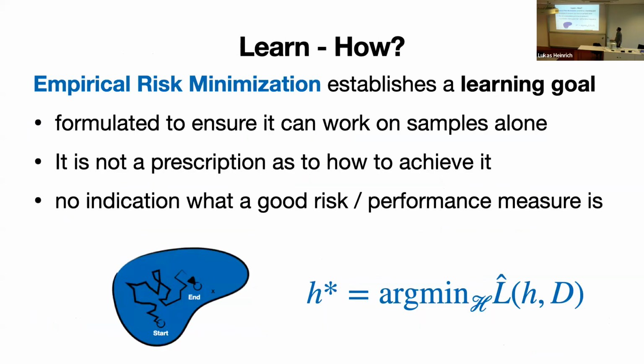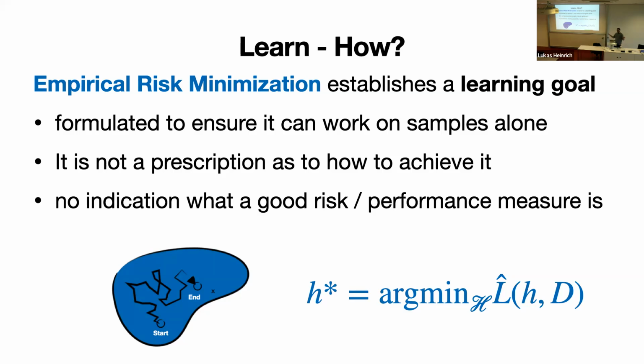Okay, so the question is, how do we learn? Empirical risk minimization basically establishes a learning goal, right? It's formulated so that we can work just on the sample. That's why it's called empirical risk minimization: we don't have access to the actual probability model that the data originates from. We just imagine that the data is identically distributed from some density. The entire idea of empirical risk minimization is that it's a goal that is at least achievable in the sense that we can calculate it on the data. But there's no prescription of how to achieve this goal. So how do you actually minimize it?